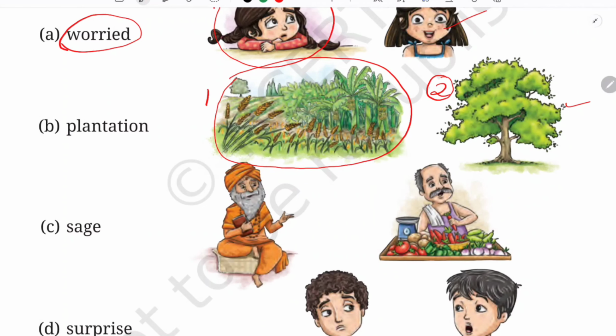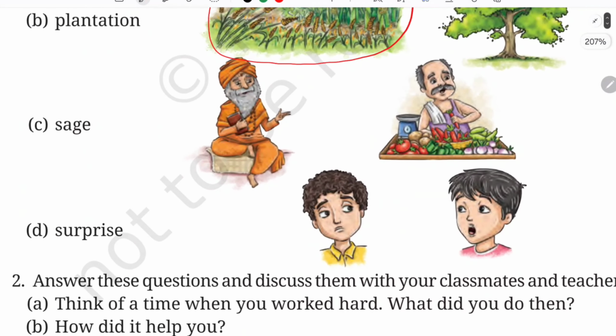All right, so next is sage. When you are looking at these two pictures, which seems to be a sage? This is picture number 1 and this is picture number 2. See, he is selling vegetables, isn't it? So this first picture will be your sage, isn't it?